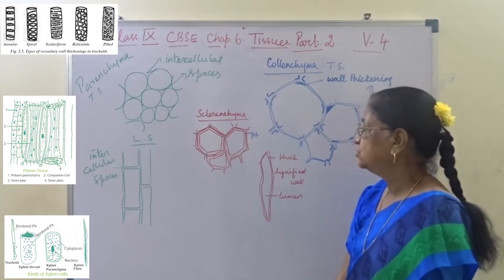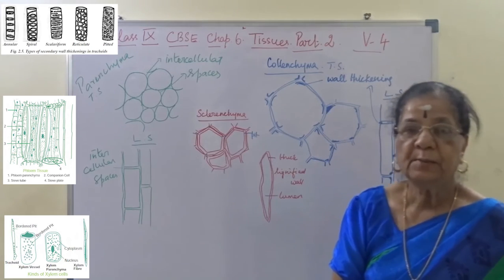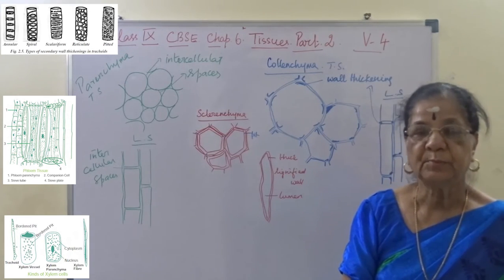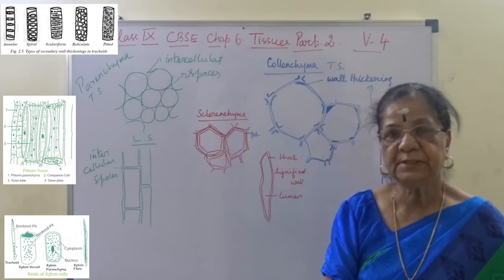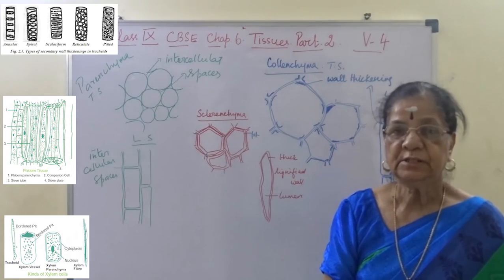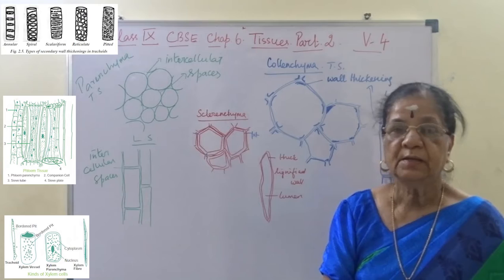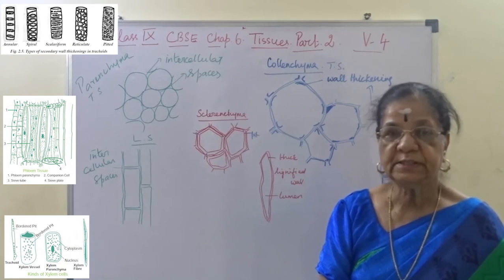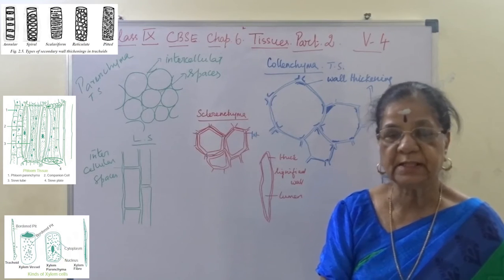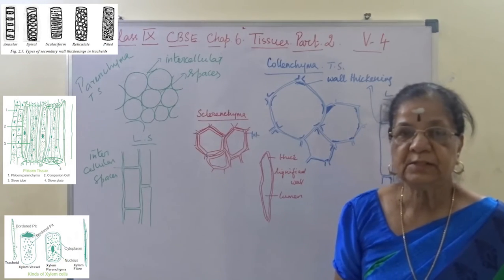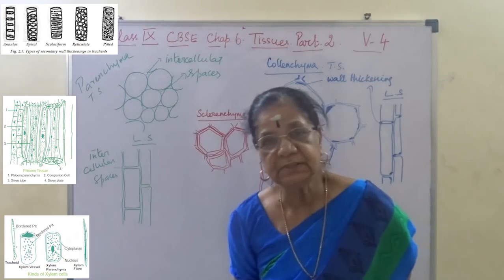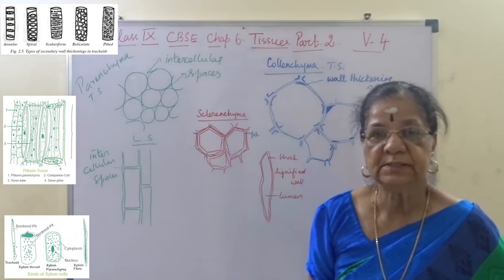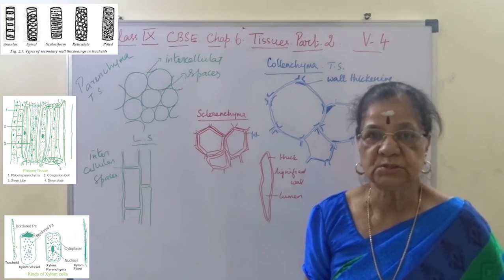Then permanent tissues, as I said, are of parenchyma, collenchyma and sclerenchyma. Parenchyma gets different names: with chloroplast, chlorenchyma; with air spaces, aerenchyma; and with storage material, storage parenchyma. In the center of the vascular bundle in the stem, it is pith. In the center of the vascular bundle in the root, it is known as conjunctive tissue.